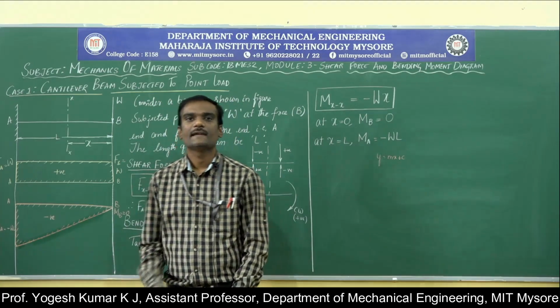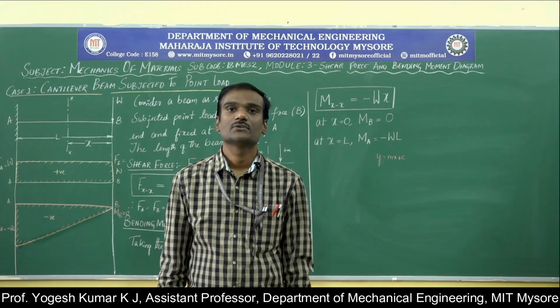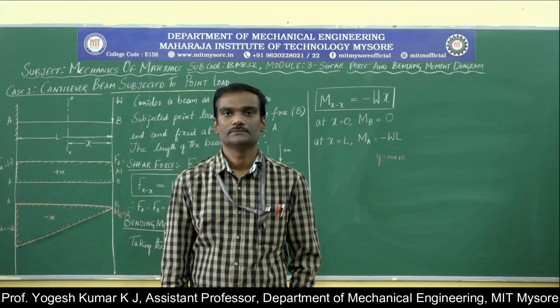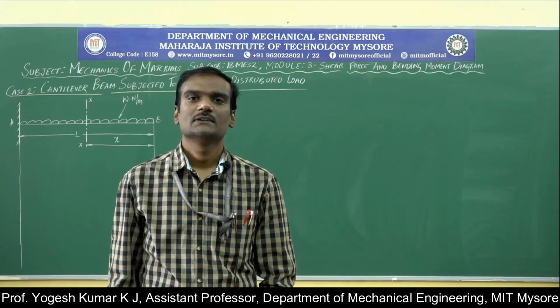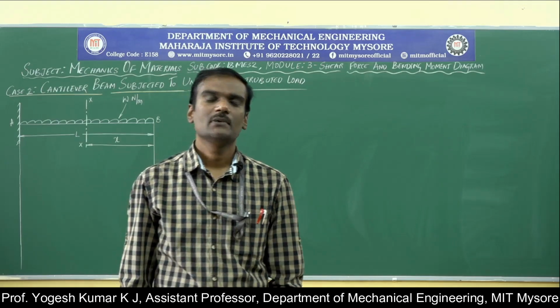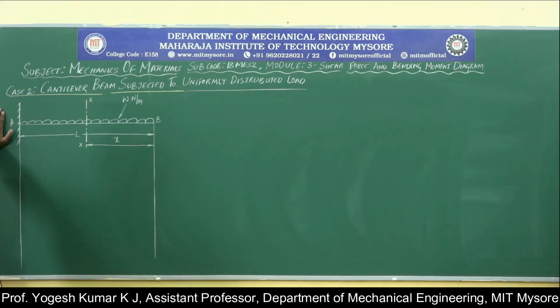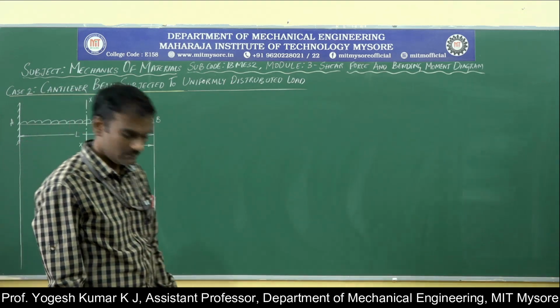Now next we will see a cantilevered beam subjected to uniformly distributed load. Let us move on to the next case. Again we have the same cantilevered beam fixed at one end and free at the other end. The length of the beam is L. The magnitude of UDL applied on this beam is W per unit length, or W Newton per meter.